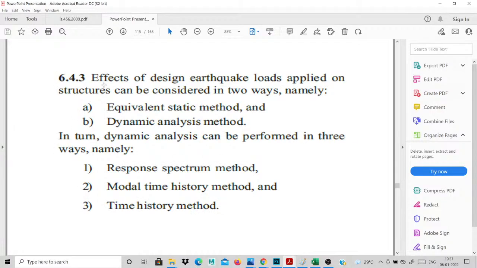Next, there are two types of analysis. One is the equivalent static method. Another one is the dynamic method. Now let's discuss the dynamic method. In this method, finally you calculate the base shear value and lateral force values, which are the earthquake effects on your buildings.